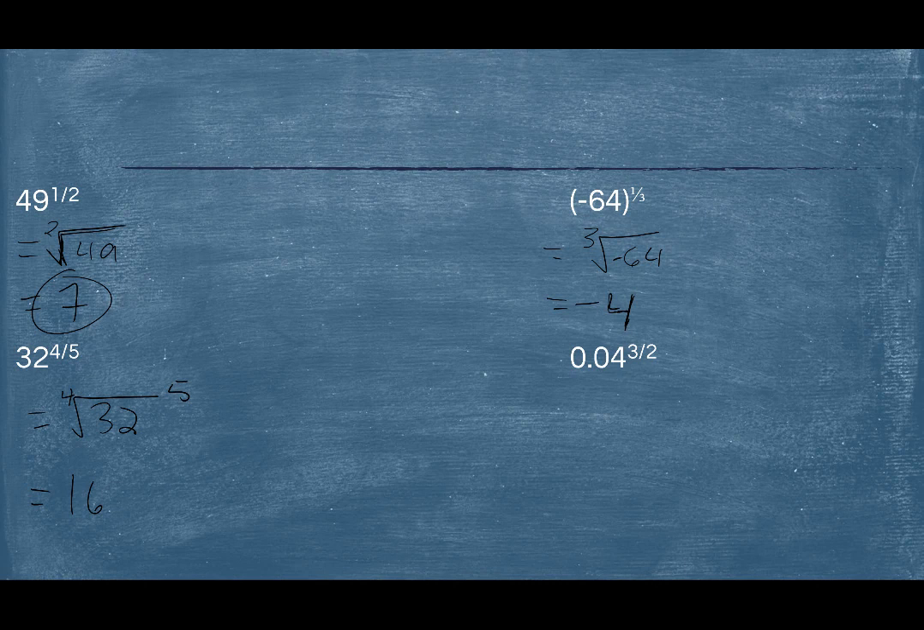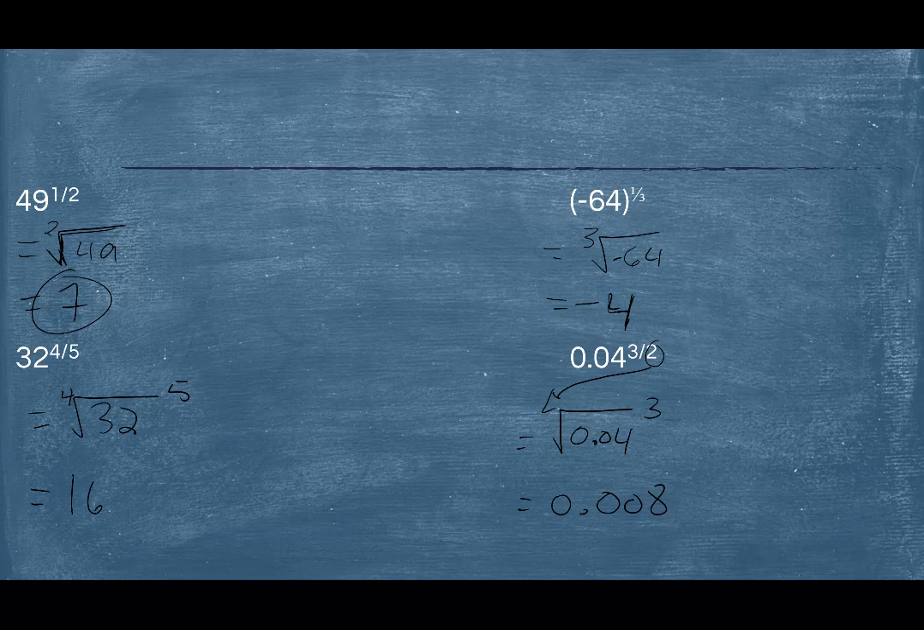Last one here, 0.04 to the power of 3 over 2. So that's the square root of 0.04 to the power of 3. The 2 means we're doing square roots, and the 3 on top means it's to the power of 3. So I'm going to go square root of 0.04 to the power of 3, and it gives me 0.008. Zero decimal 008 on my calculator.